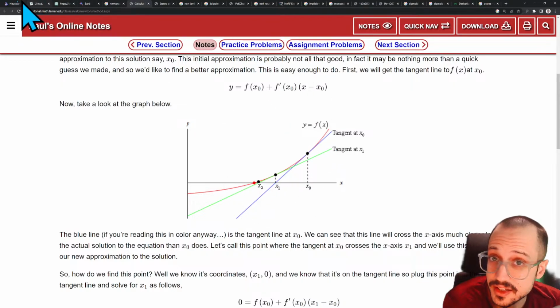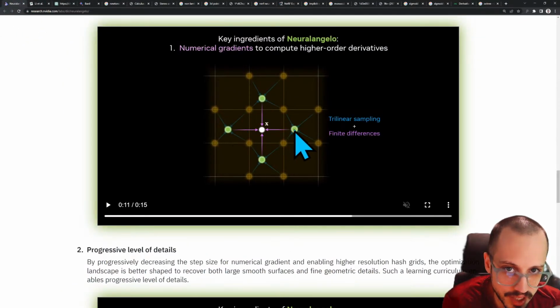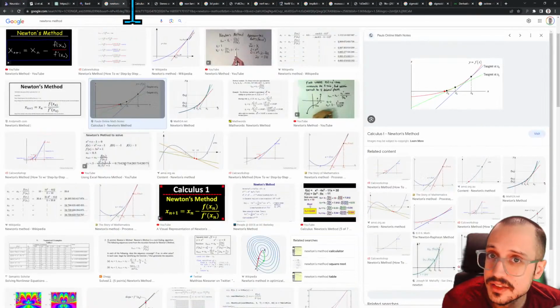So that's Newton's method. And this is basically the same thing, but in 3D, even though here they're showing you in 2D. So each one of these green points here is basically this here, right?